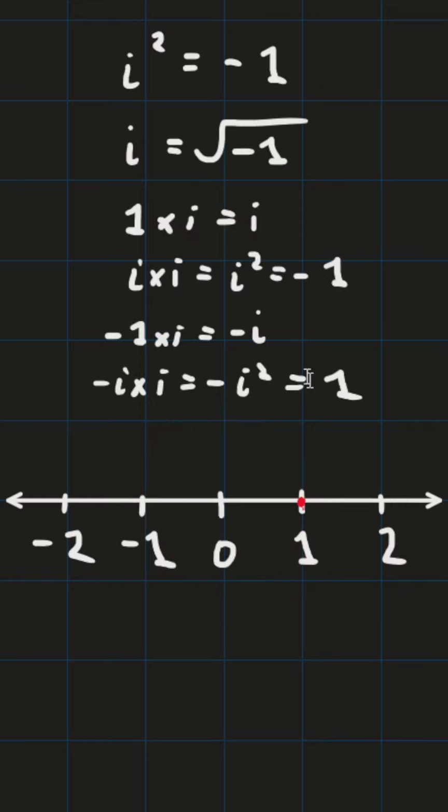Now, if we start at 1 and instead multiply by i, we'll notice that when we multiply by i twice, we'll end up at minus 1, which is a 180-degree rotation like this. That means if we multiply by i once, it should be a 90-degree rotation like this.